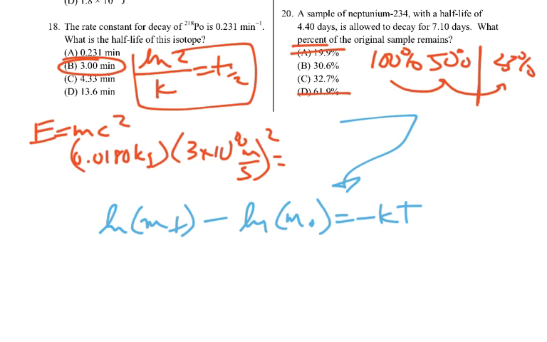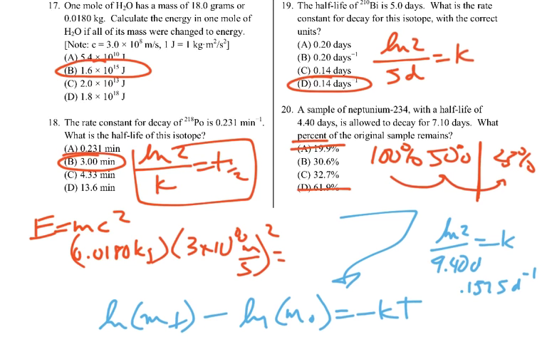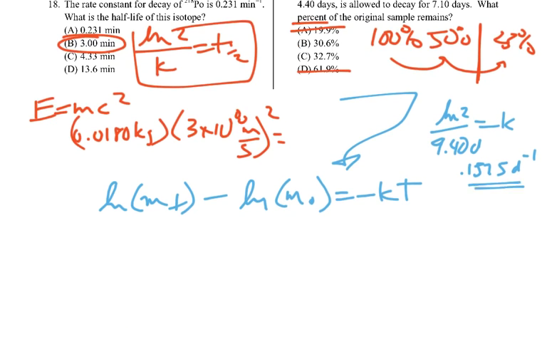Okay, now, we know the half-life is 4.4 days, so we can do what we did before up here and say, okay, if I did natural log of 2 divided by 4.40 days, that's going to give me my value of k. And for that, I get a value of 0.1575, and that's days to the minus 1. So that's my value for k.